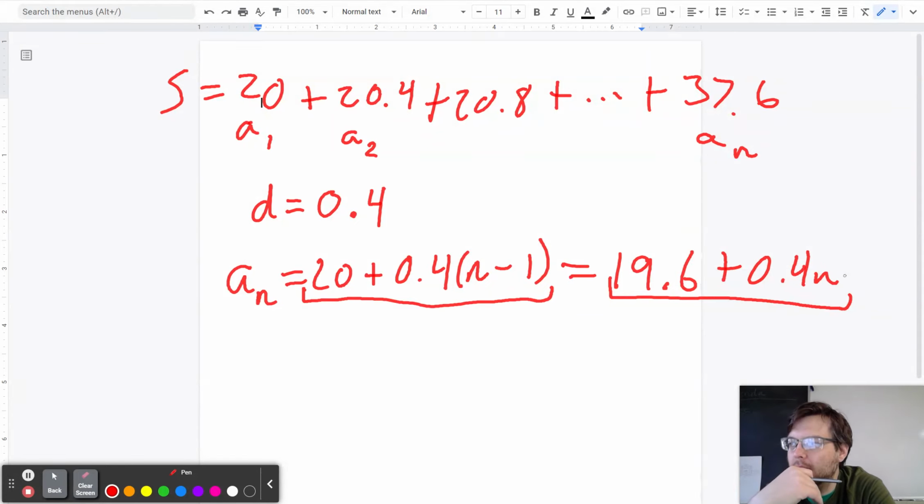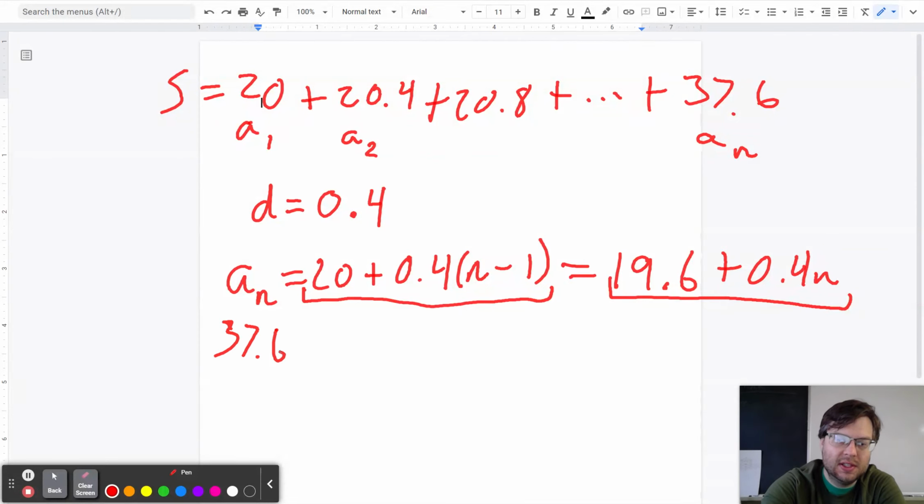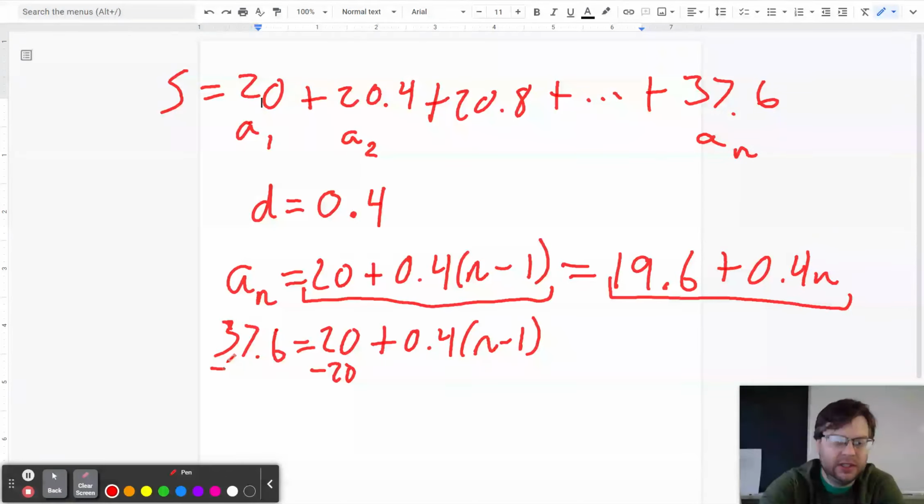So we're going to find the number of terms by taking a sub n and setting it equal to 37.6. That's going to let us solve for n. So I'm going to solve it using my preferred version. I take away 20, leaving me with 17.6 is 0.4 times n minus 1.